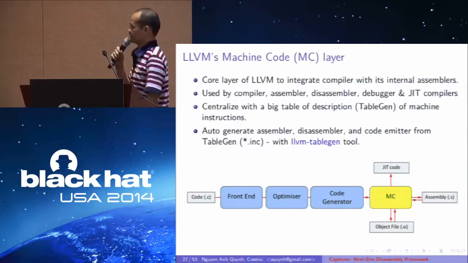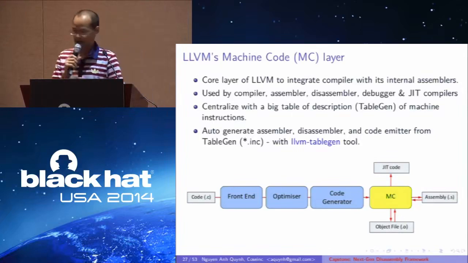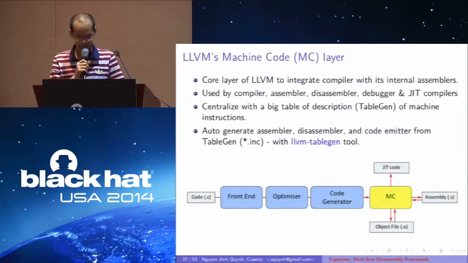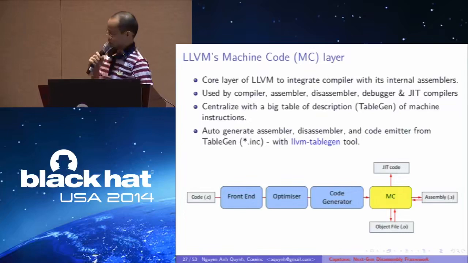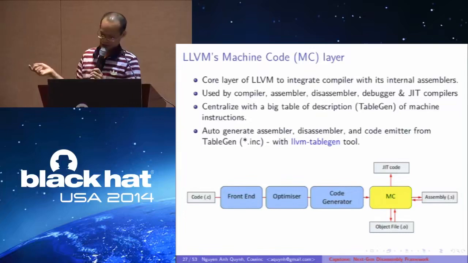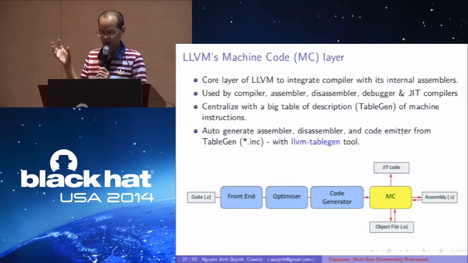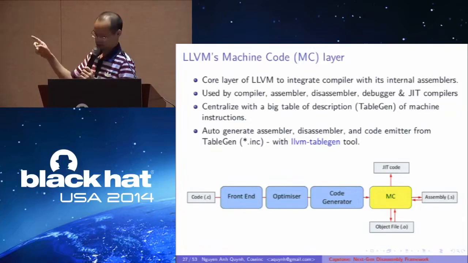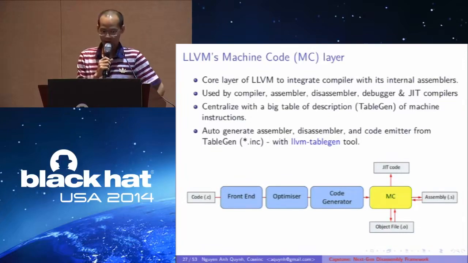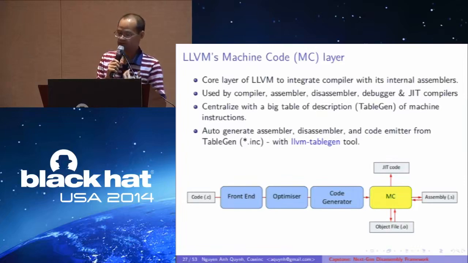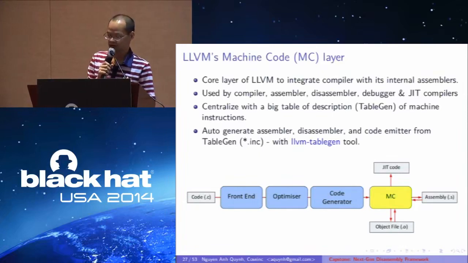So you can see here on the screen, the diagram describes the architecture of the MC component. You can see that MC is the core layer of LLVM, the yellow component. MC is used to integrate the compiler with the internal assemblers. And MC is used by all the compilers, assemblers, disassemblers, debugger, and Z compiler inside LLVM.